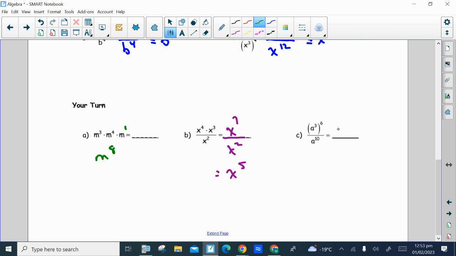Question C, again, I'd probably do that in 2 steps. Multiply the exponents on the top. 3 times 6 is 18. So it's a to the 18 divided by a to the 10. And now we're dividing powers, so we subtract the exponents and keep the base the same. A to the 8th. Okay?